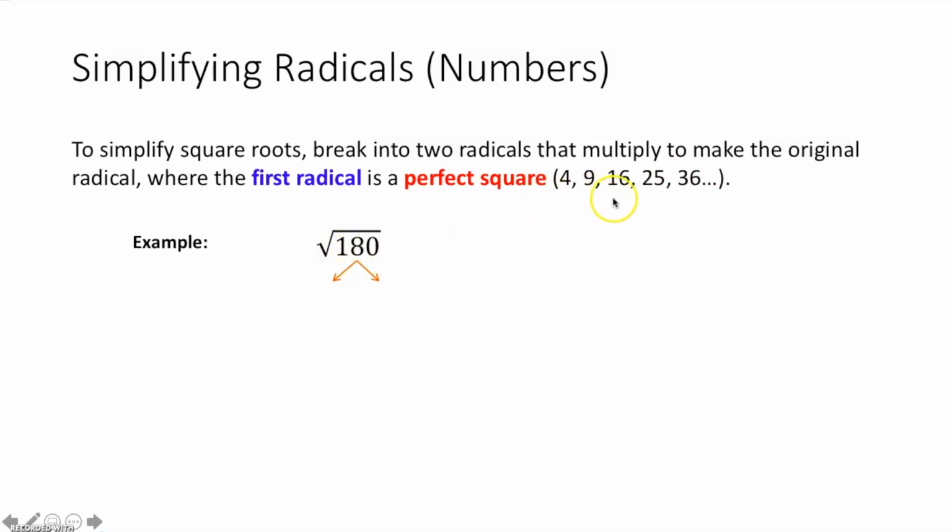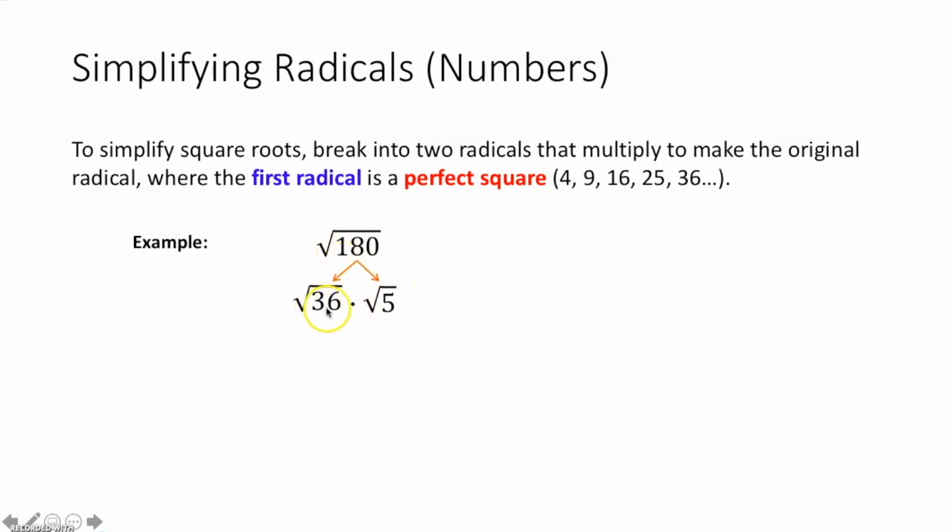So I divide each of these into 180 and see if they go in perfectly. And actually 36 divides in evenly to 180. So I know the square root of 36 times the square root of 5. How did I get 5? Well, 36 goes into 180 5 times. So the square root of 36 times the square root of 5 gives you the square root of 180.